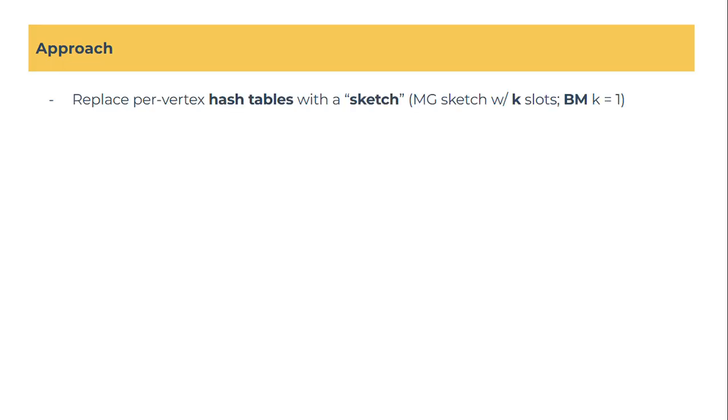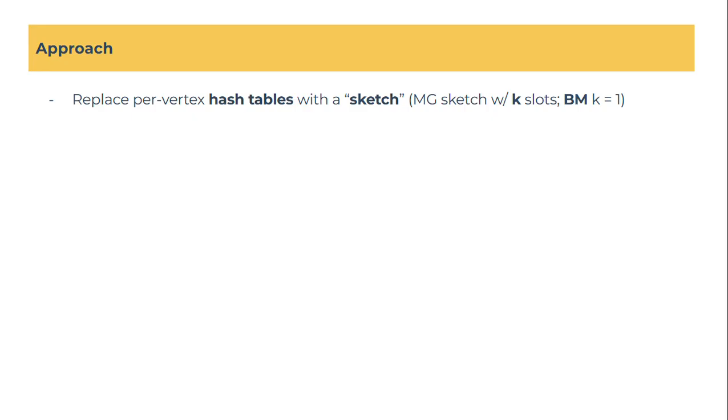Now let me go through the reasoning behind this step by step. First, our mission is to replace the per vertex hash table with a sketch, which is small in size and fixed, which makes it suitable for a GPU. We are going to use a Misra-Gries sketch, which has k slots, or a Boyer-Moore majority vote algorithm, which is essentially k equals 1.